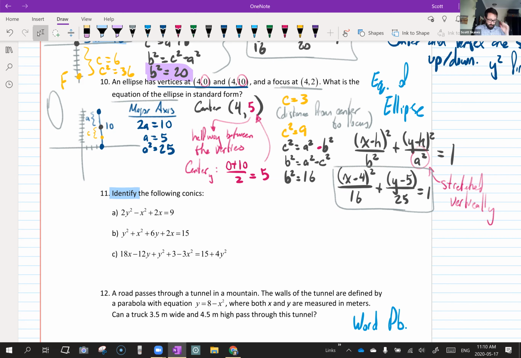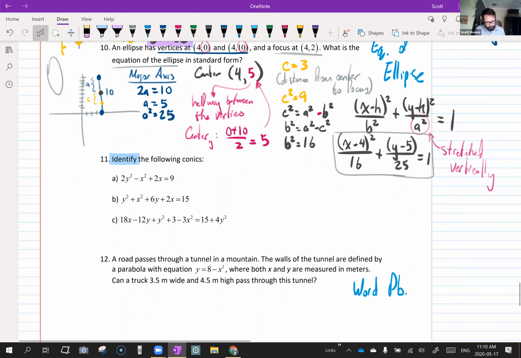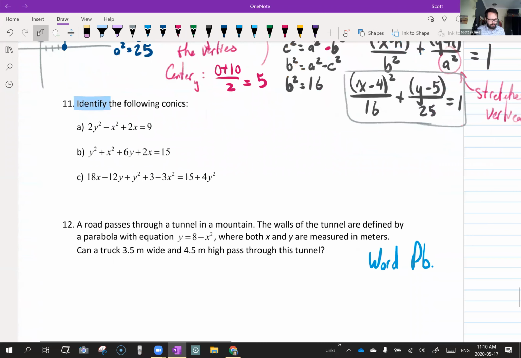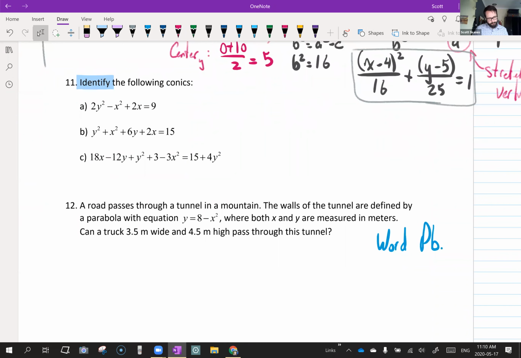Okay, let's just assume that I can move on. If you want me to go scroll back up, I will. Let's identify these conics. This one should be a quick and easy one. It could be a multiple choice. I'm not saying that it is a multiple choice. I'm just saying it would be a nice multiple choice.